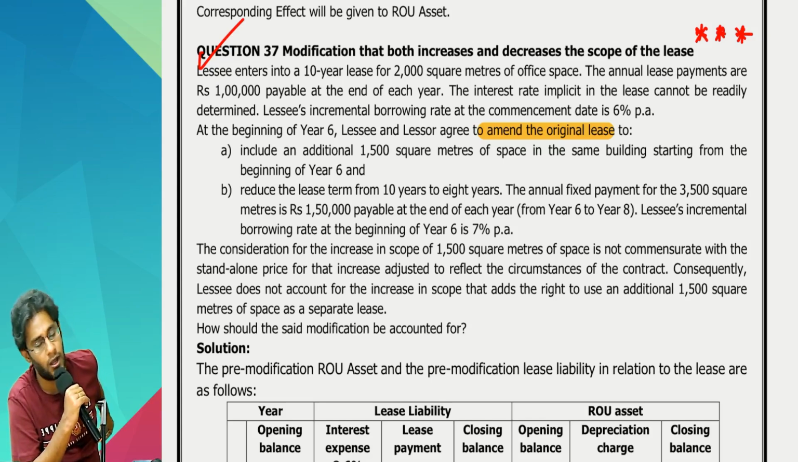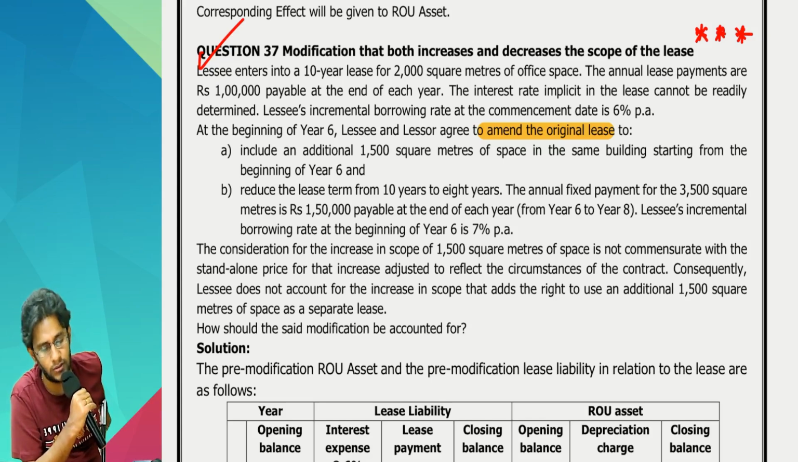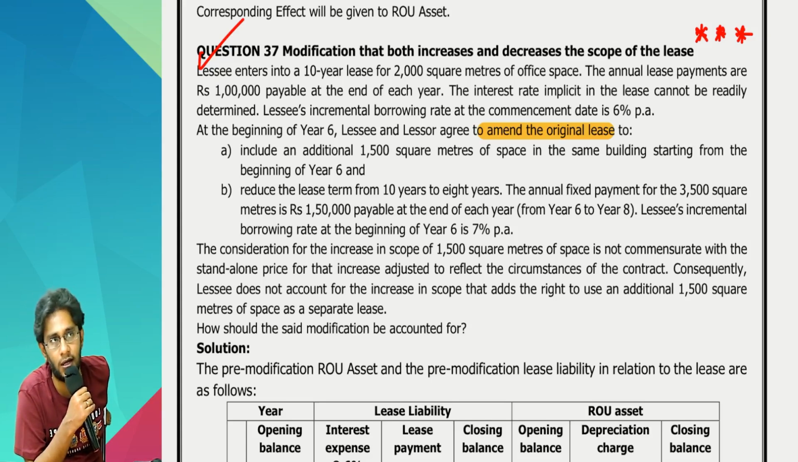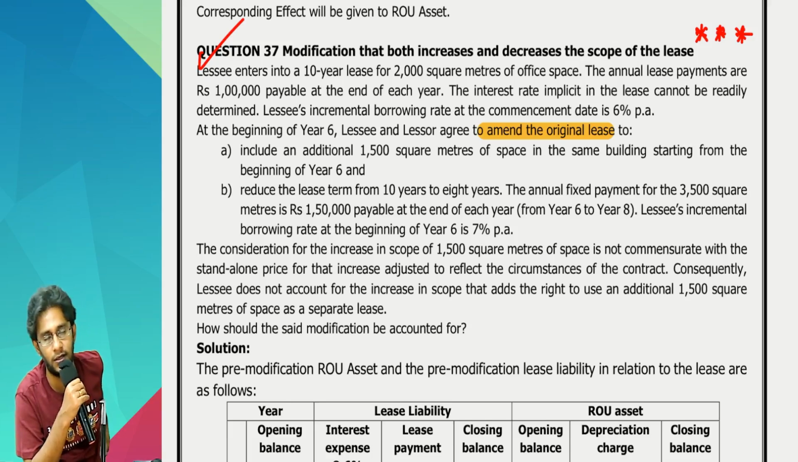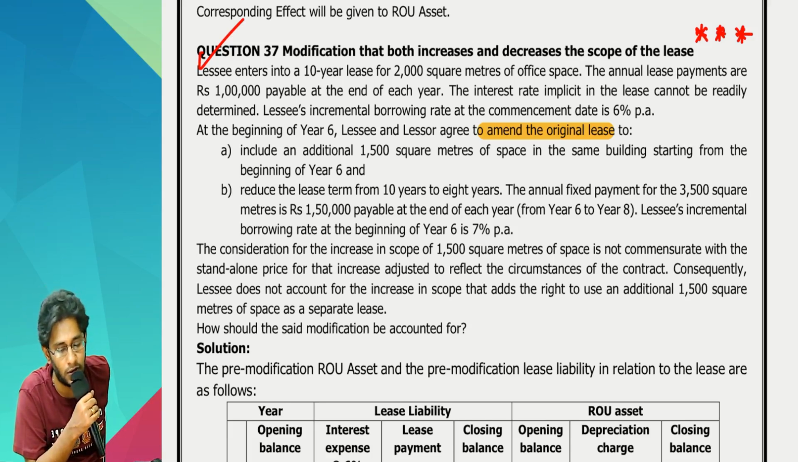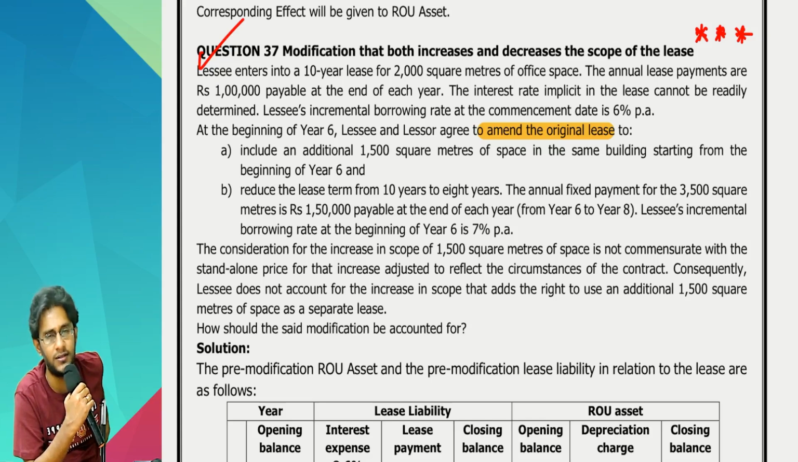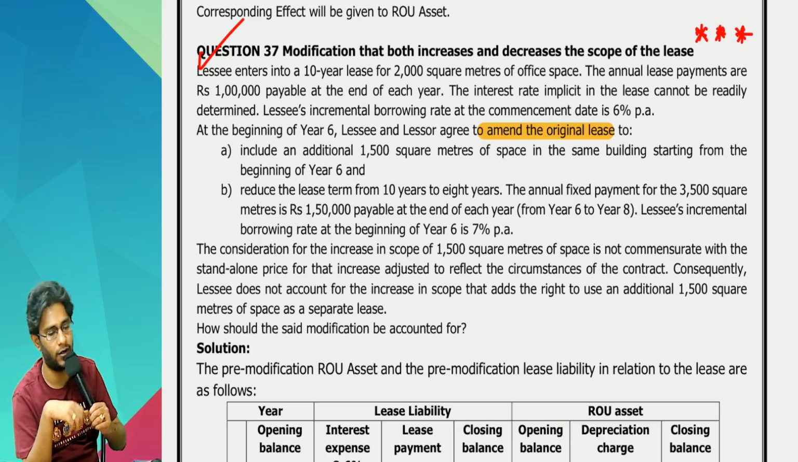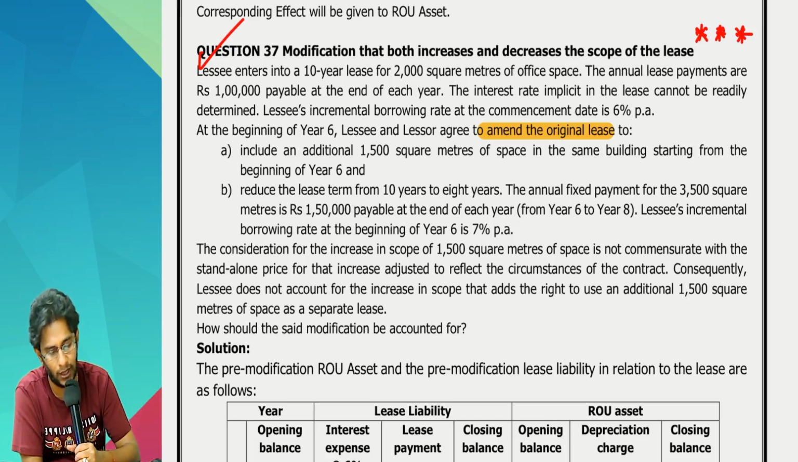Continue. And reduce the lease term from 10 years to 8 years. You are standing at the end of the 5th year. Ideally the remaining lease period should be another 5 years, but you are saying the remaining lease period is another 3 years only. Decrease in scope. The annual fixed payment for the 3500 square meters, original 2000 plus updated 1500, total, payable at the end of each year, is 1,50,000.